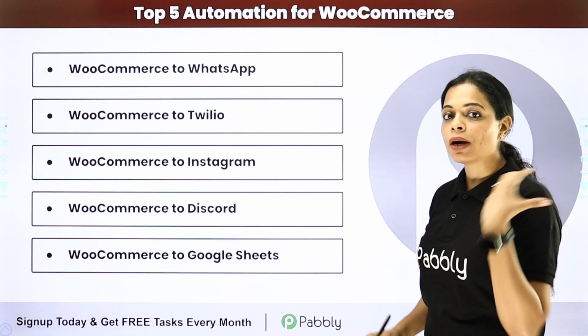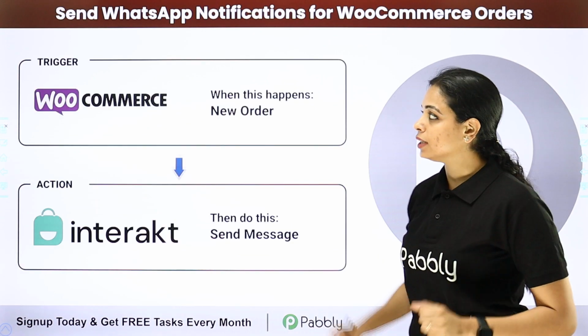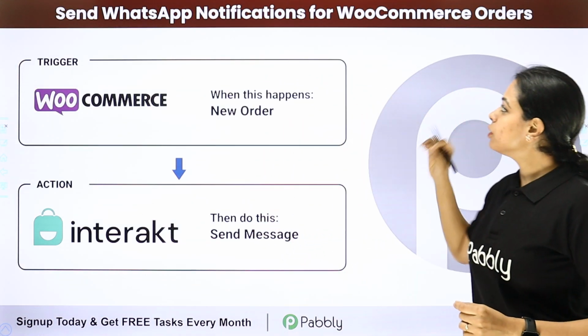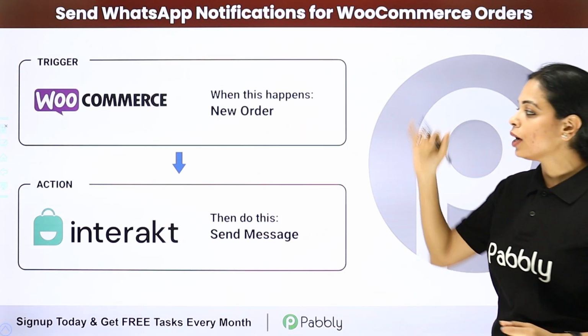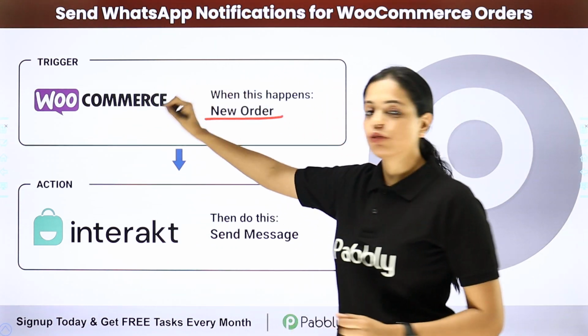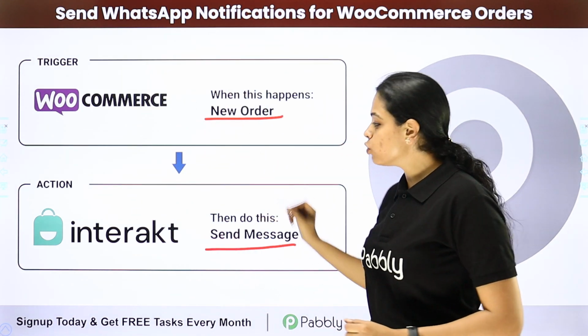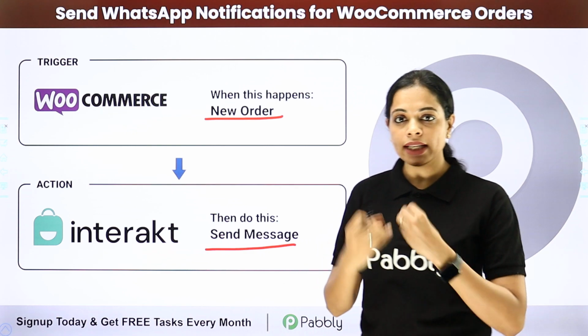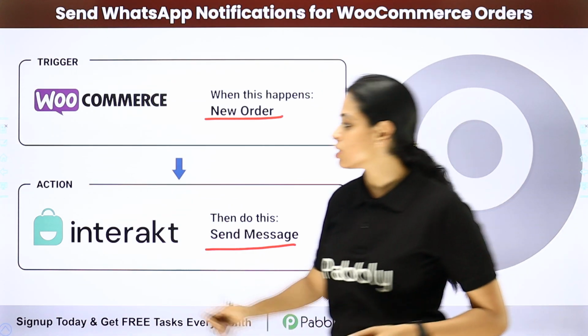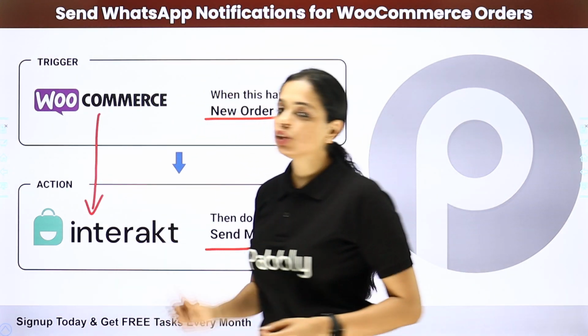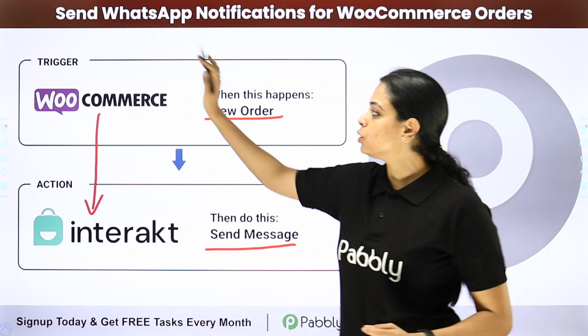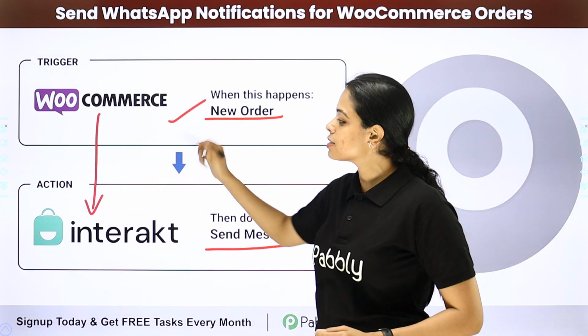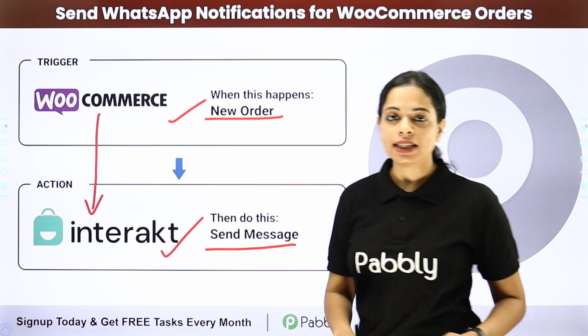Now I'm going to tell you about the workflows that you will create. So, how to send WhatsApp notifications for WooCommerce orders. Every time a new order is placed in WooCommerce, automatically a message would be sent in Interakt. Again, it will help you in sending WhatsApp messages. You will be integrating these two applications with the help of Pabbly Connect. Your trigger application here will be WooCommerce and your action application will be Interakt.